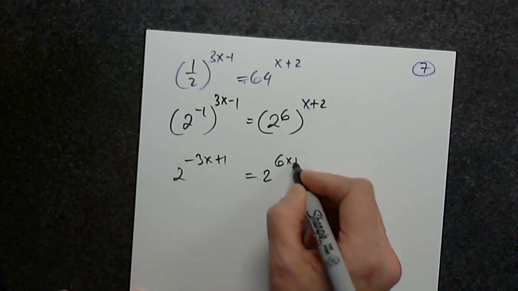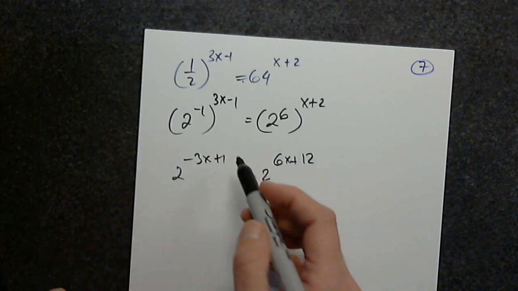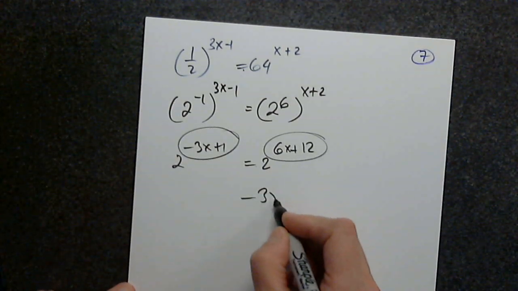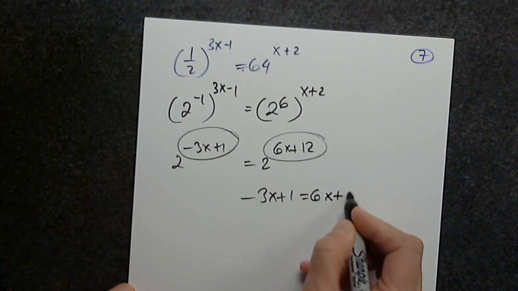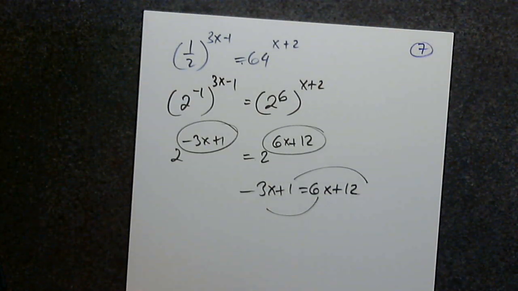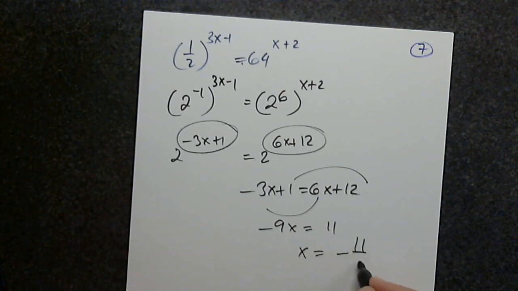Copy the base, multiply the exponents. Two numbers are equal and they have the same base. Therefore, the exponents have to be the same, which means negative 3x plus 1 has to equal 6x plus 12. I move 6x and I move 1. So this is negative 9x equals 11, or x equals negative 11 over 9.